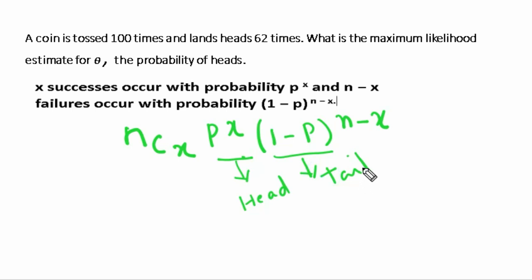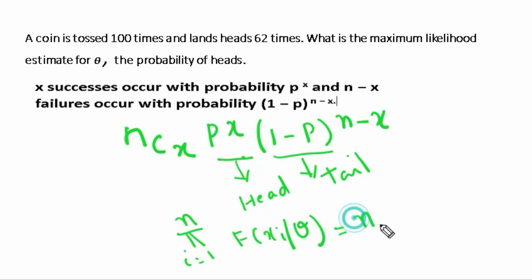So students, whenever you get a question like this, the first thing you have to do is find out the probability mass function of that particular situation. Here it is a Bernoulli's distribution. Now with this equation we are going to find out the maximum likelihood estimation for head. According to the previous video, the first thing we have to do is find the likelihood function. The likelihood function can be written as the product over i equals 1 to n of f of xi given theta, which is nCx, p raised to x into (1 minus p) whole raised to n minus x.